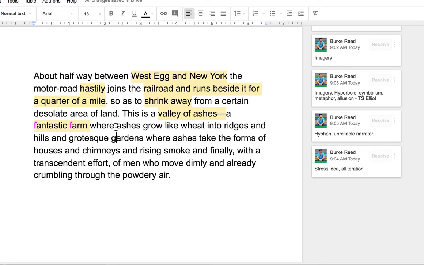Where ashes grow like wheat into ridges and hills and grotesque gardens, where ashes take the form of houses and chimneys and rising smoke, and finally with a transcendent effort, etc., etc. Well, there's a lot of symbolism in here.